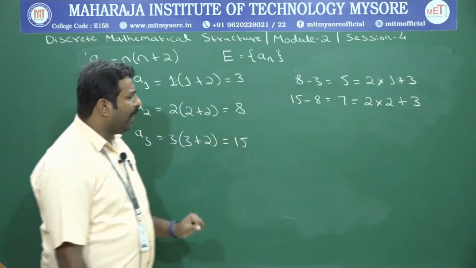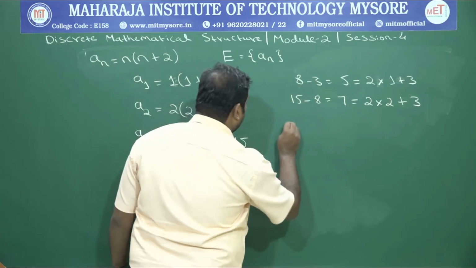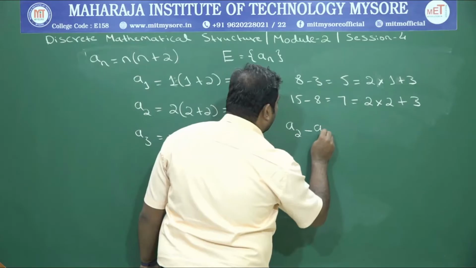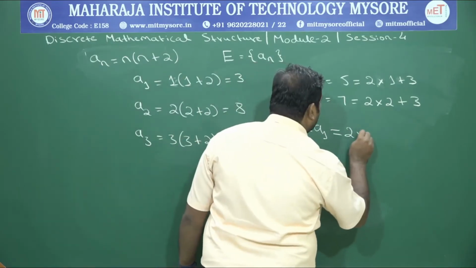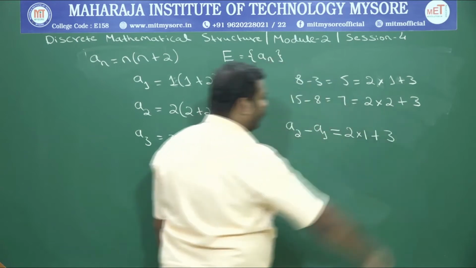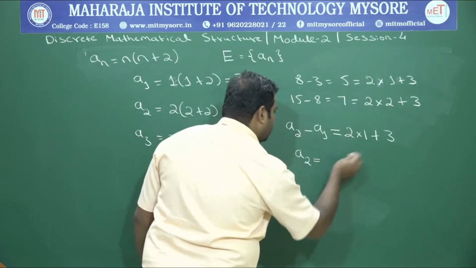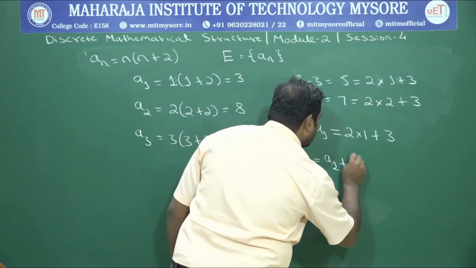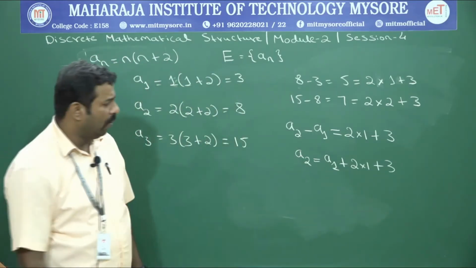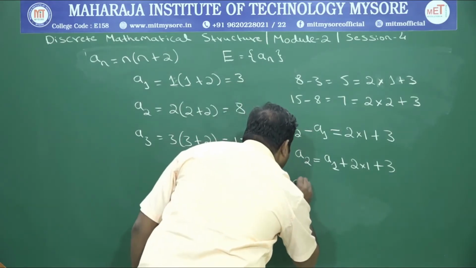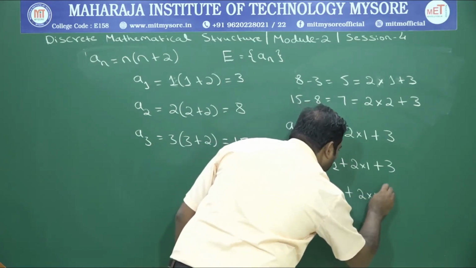Fine. So now keeping this in mind, how can I derive this? Now this is A1, this is A2 minus A1, which is 5. Now it can be expressed in the form of 2 into 1 plus 3. Is that fine? So just to make sure, I'm going to find what is A2. So A2 equals A1 plus 2 into 1 plus 3. So this is what I'm going to end with. Now in general, you can make this as AN equals AN minus 1 plus 2 into 1 plus 3.